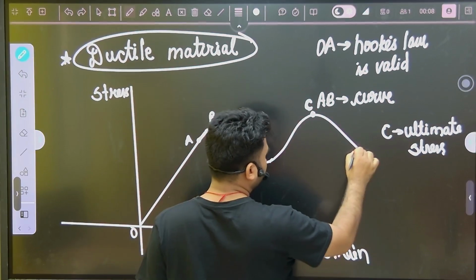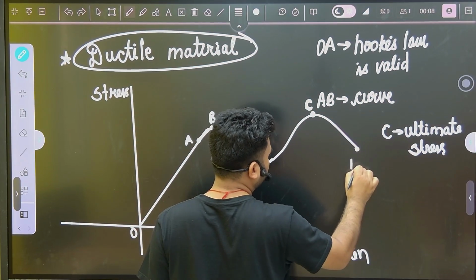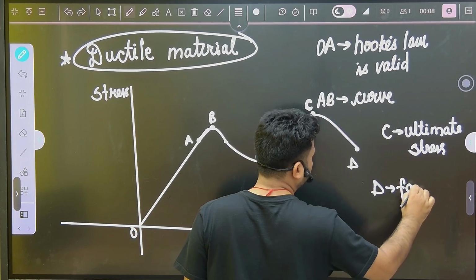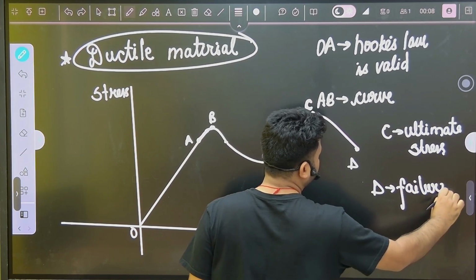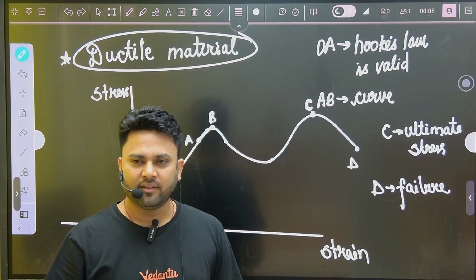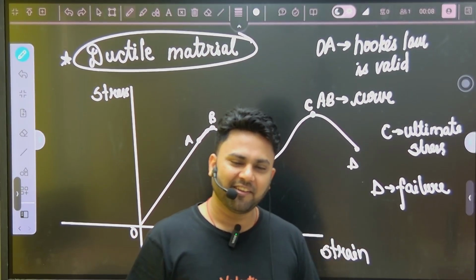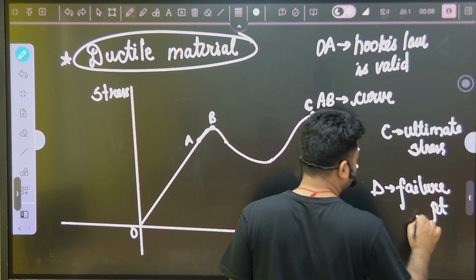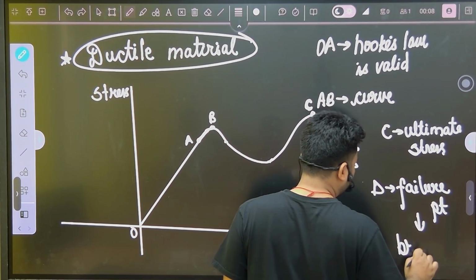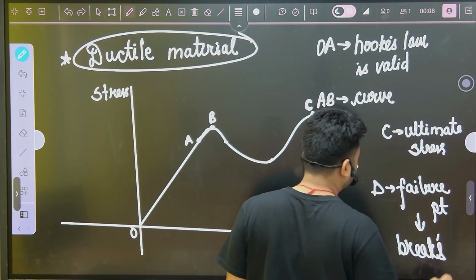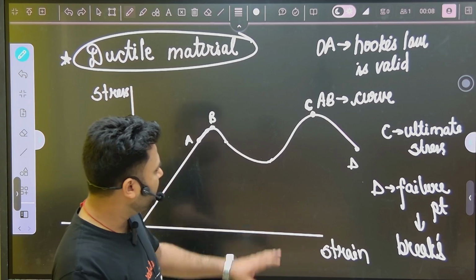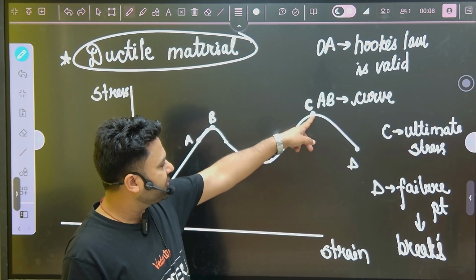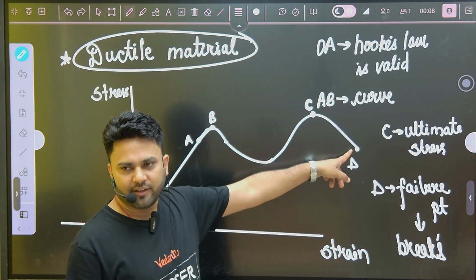At this point, D. D is called the failure point. Failure point means the material breaks. Finally, you are dead. So this is called the failure point. Failure point means the material breaks. Correct. One important thing that you have to understand, the ultimate stress is more than the stress at the failure point.